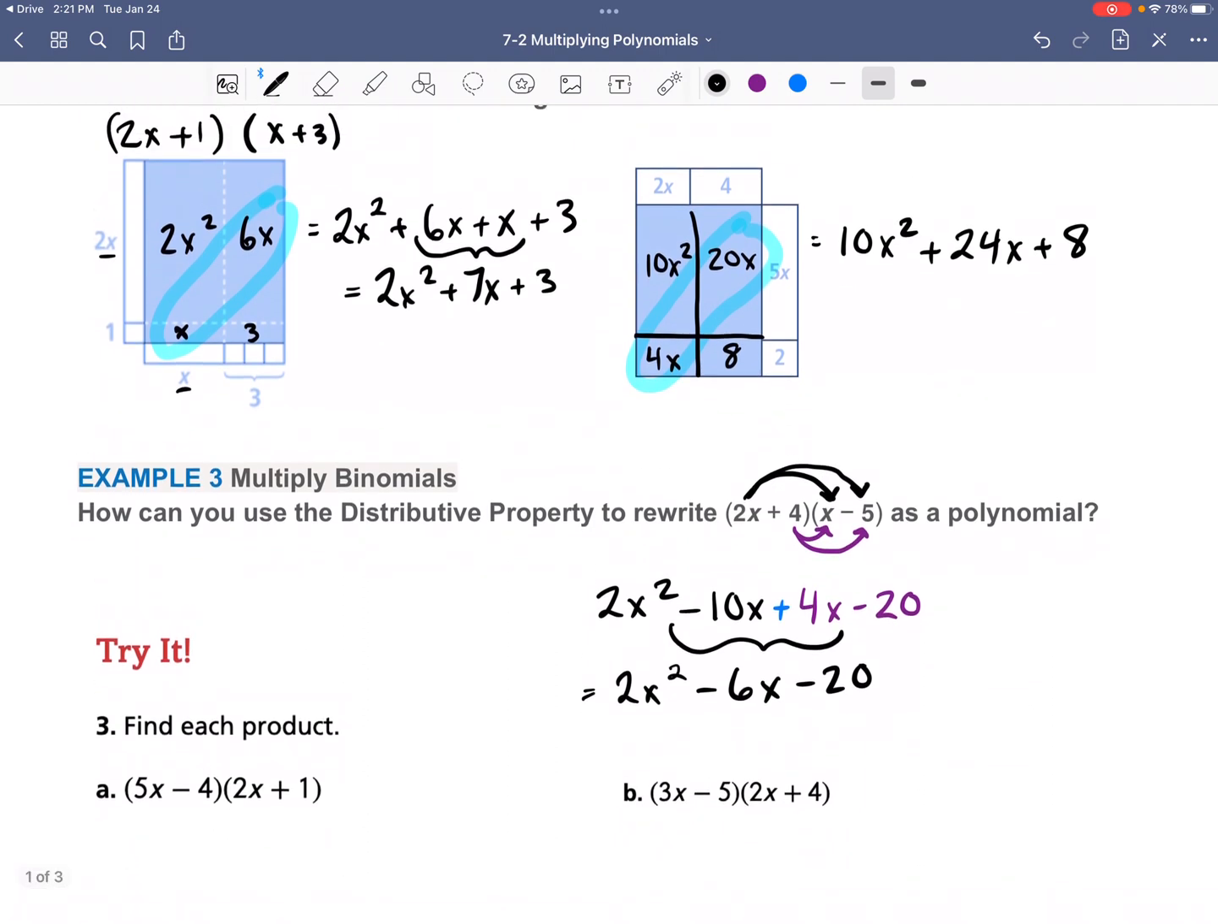And so now you're going to try it, and on these try it problems, we want you to use either the distributive property or the table method, okay? And we'll be walking around to help.